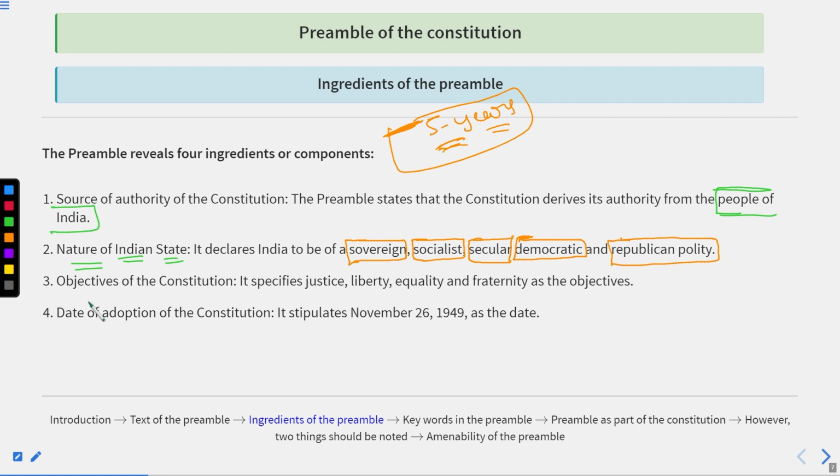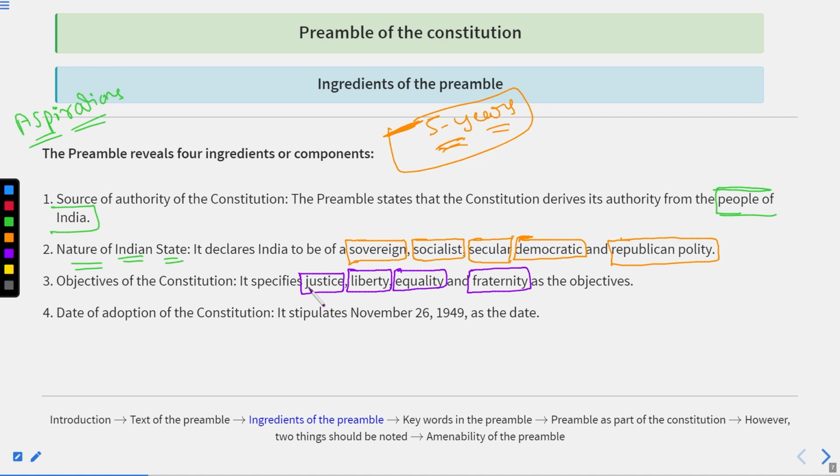Thereafter, what are the objectives of the constitution? Also, we call them aspirations, like justice, liberty, equality, and fraternity. Okay, the objectives are justice. It means that we are required to provide social, economic, and political justice to all who are living in this country. Liberty means that there is a liberty of thought, expression, faith, and worship.